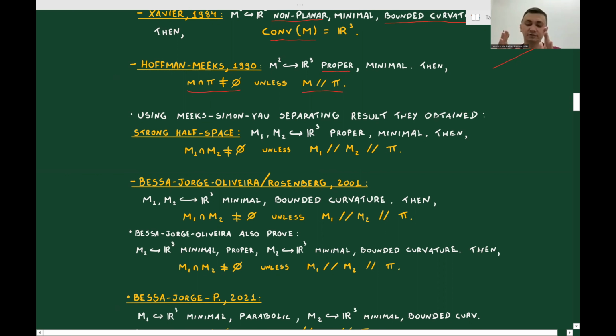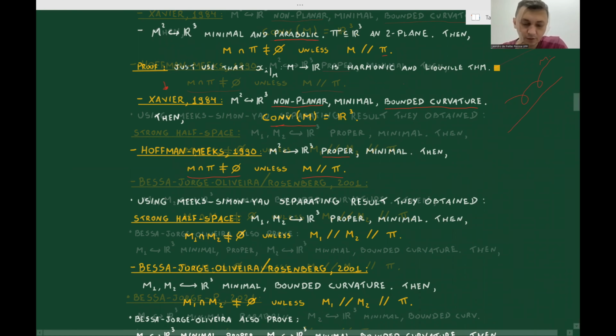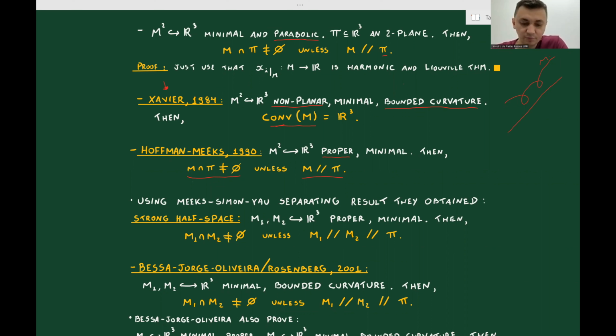So the surfaces are properly immersed in the Euclidean space. And they proved that those surfaces must intersect unless they are parallel planes. Okay, so how did Hoffman and Meeks prove this strong version of the half space theorem?